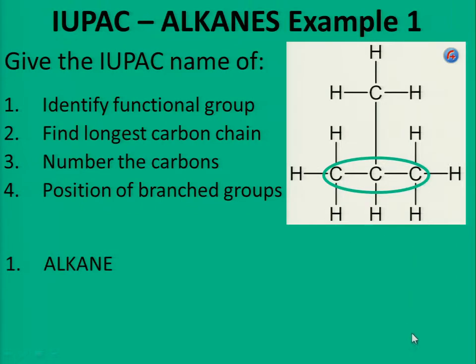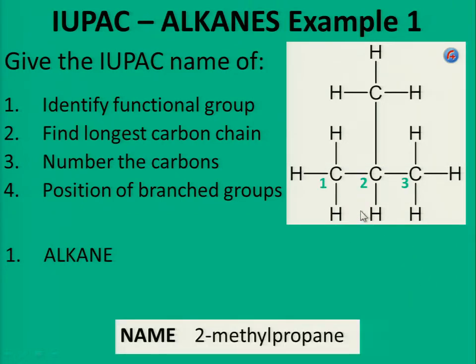So, alkane, only single bonds. Number the carbons, 1, 2, 3. That CH3 is then a branch, and it is at carbon 2. So now the name would be 2-methylpropane. Methyl because there's only 1 carbon in the branch, and 2 because it is bonded to carbon 2. Propane because there are 1, 2, 3 carbons in the chain, and it is an alkane.